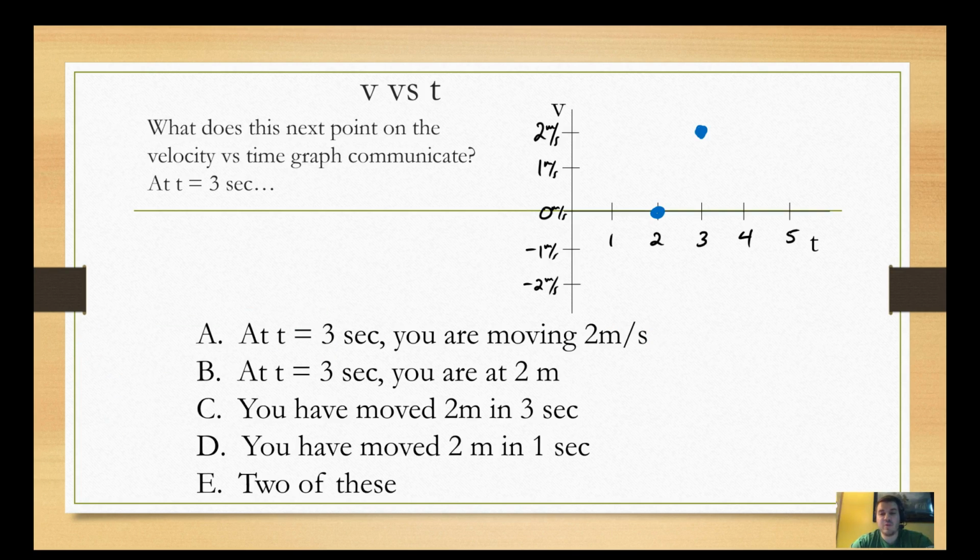All right, now with the same graph, I have another data point at 2 meters per second. What does this communicate?